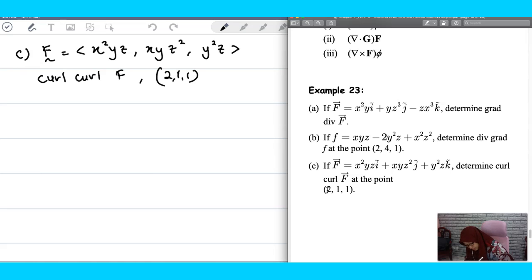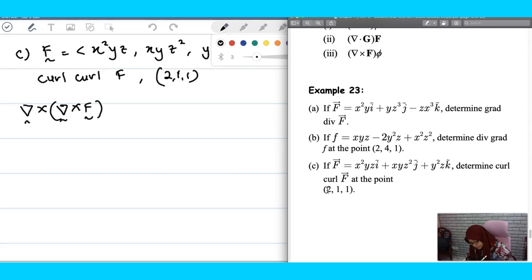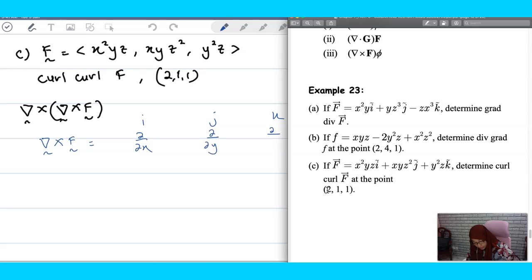Okay, so then what we have to do is the curl of f. Meaning that for this, you have to solve for this one first. So you have to find the first curl. So the first curl is, you have this: i, j, k, del x, del y, del z, and the components of f are x square yz, xyz square, y square z.